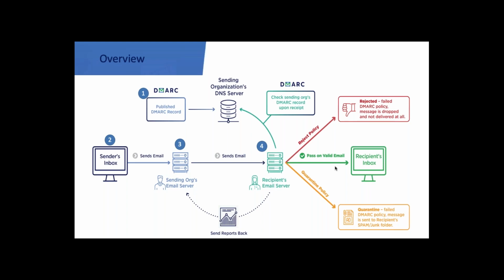If they do have DMARC verification enabled, then it's going to go back to the sending organization's DNS server and say, okay, do you have DMARC? What's your policy? Okay, we need to go through the checks. We need to check SPF. We need to check DKIM. Does everything pass? Does everything fail? Does part of it fail? Then this is what we need to do. Right? So if it's at level none, it passes on as if it's a valid email. If it's at quarantine, it goes to the recipient's spam or junk folder. If it's at reject, the message is completely dropped and not delivered. So they don't even know that the message was being sent to them.